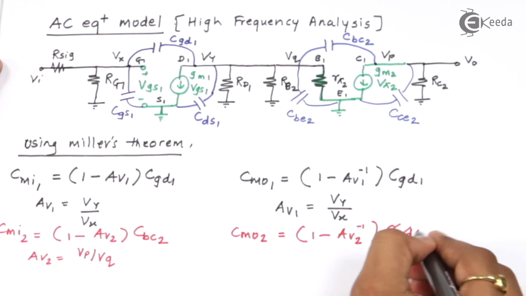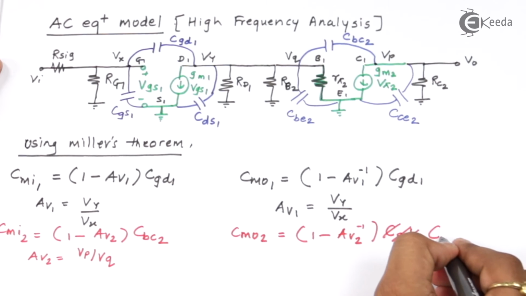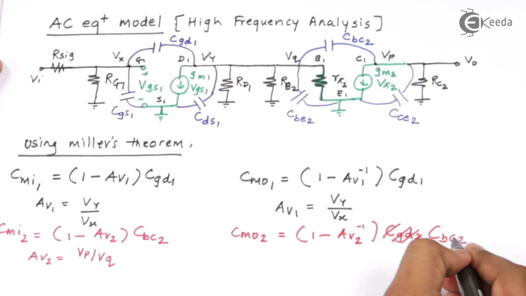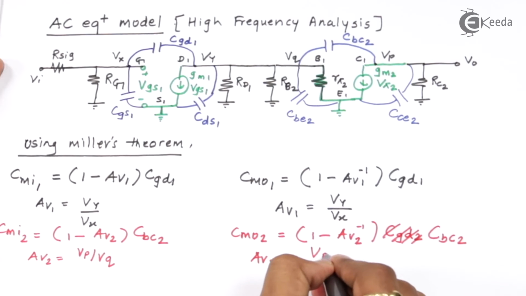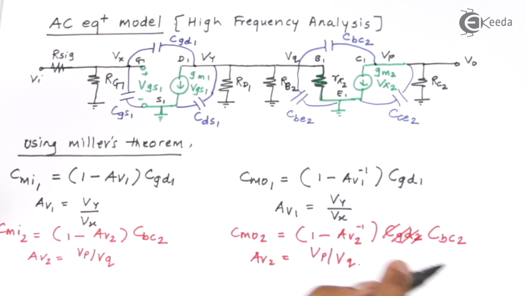Sorry, it's not CGD2, it's CBC2 because it's of BJT type, right? And your value of AV2 will be as it is, that is nothing but VP divided by VQ, right? So in short, we can say that we can replace this CGD1 and CBC2 once we get the value of voltage gain, that is nothing but the ratio of Vy divided by Vx and Vp divided by Vq.